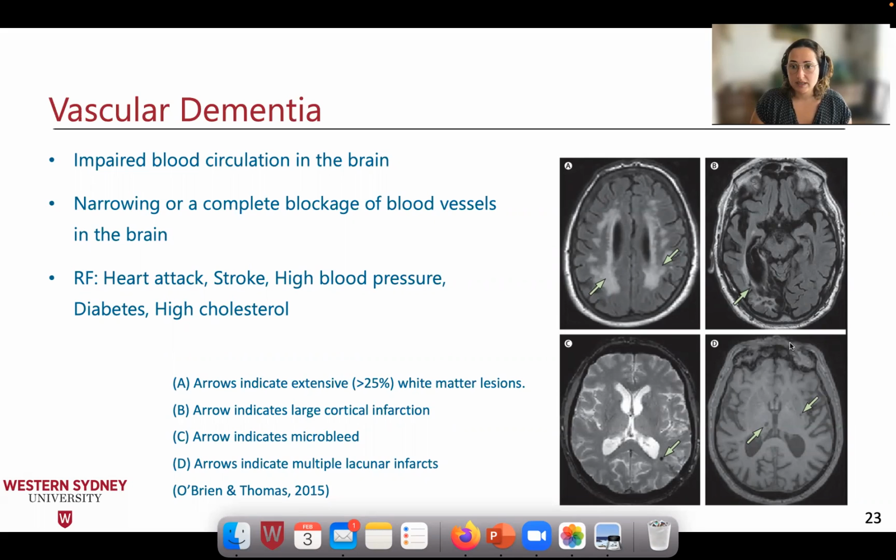And here in D, we've got arrows that indicate multiple lacunar infarcts, which are white matter lesions of the brain, and areas that can build up within the brain and cause, once again, obstruction to the blood supply. These are areas of cell death due to the lack of blood supply in the areas of white matter in the brain.